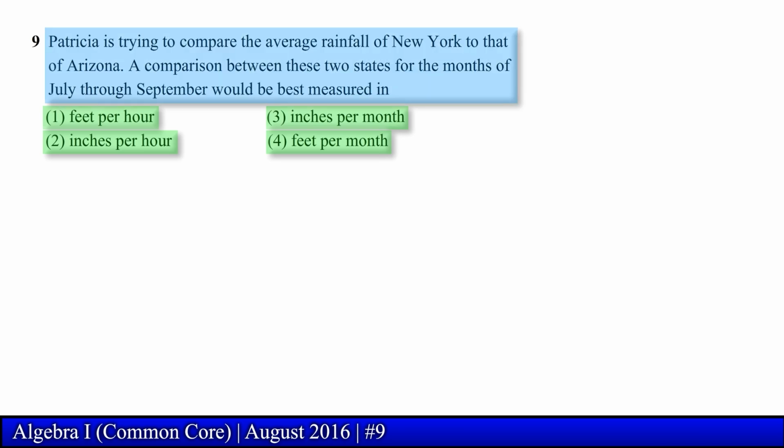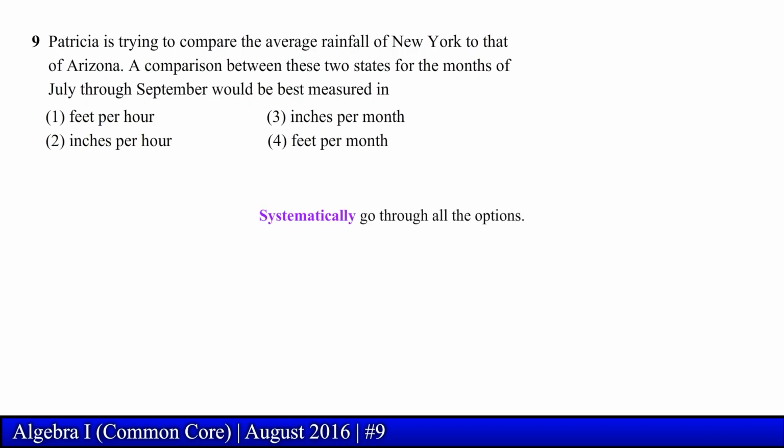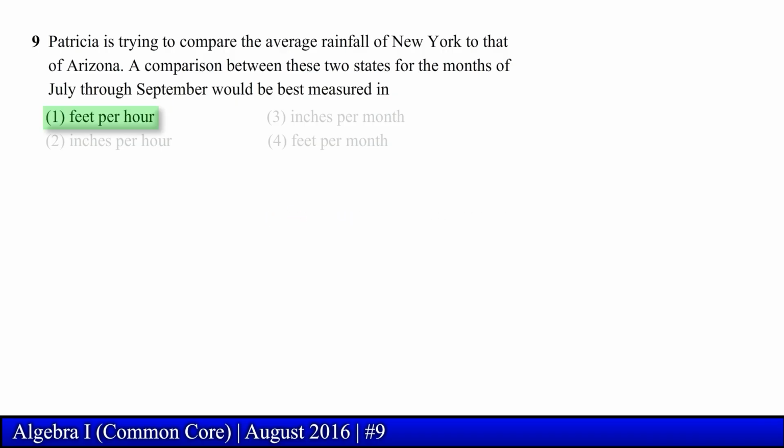In this case, we want to select the appropriate units to compare the average rainfall between New York and Arizona. The best way to figure out this problem is to systematically go through all the options. Option 1 uses feet per hour. Option 2 uses inches per hour. Option 3 uses inches per month. And option 4 uses feet per month.